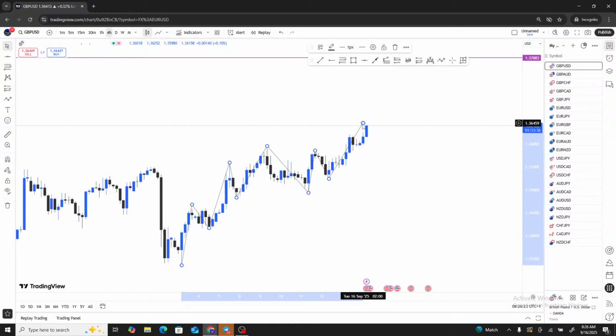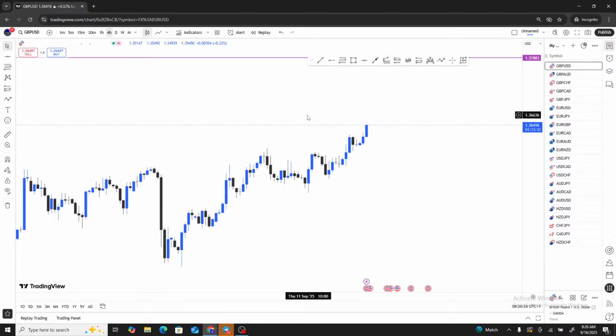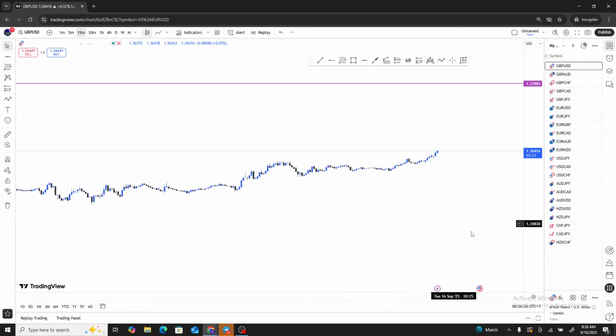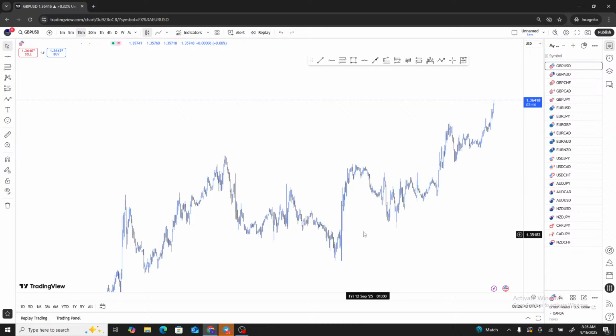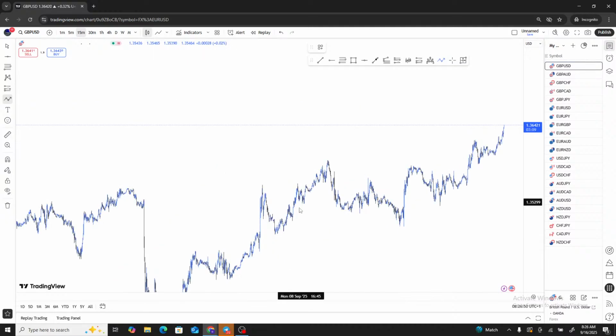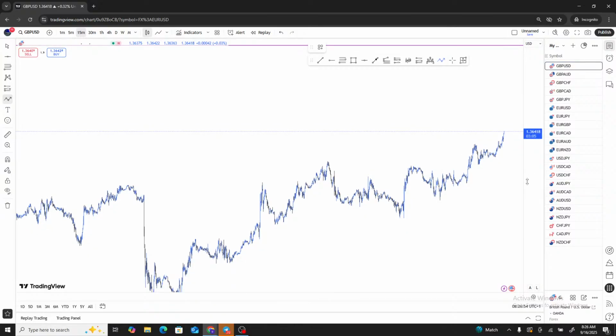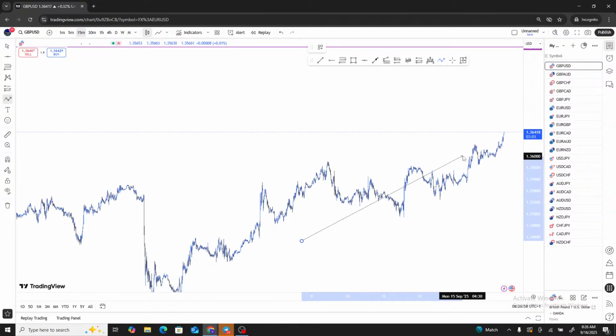So as you can see, the higher time frame is on an uptrend, but we'll go to the 15 minutes time frame to look for possible entries according to our entry criteria. We can also see that even on the 15 minutes time frame, price has been moving up. Look at an uptrend.